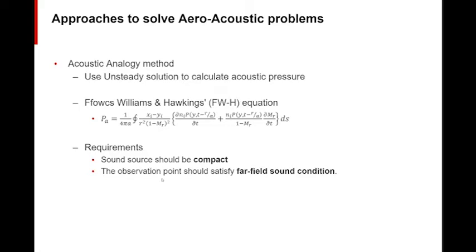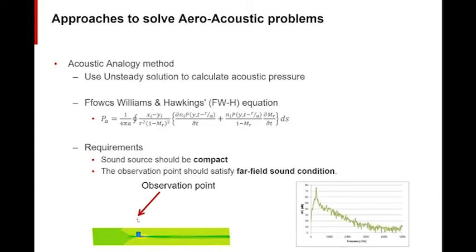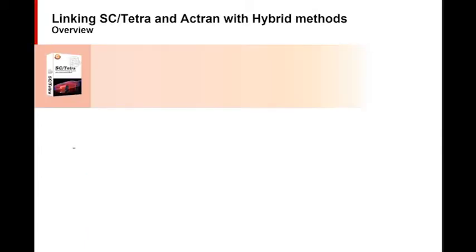So we are using first SC Tetra to compute the steady and then unsteady flow. Then we will have our CFD calculation set up as usual. We will just request an export of files in CGNS format. This CGNS file can be transferred to Actran. From there, Actran will compute the aeroacoustic sources caused by the turbulent flow, and then the acoustic propagation from these sources to the locations of interest.